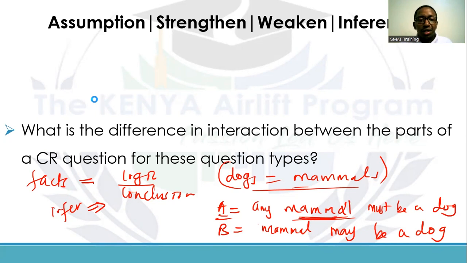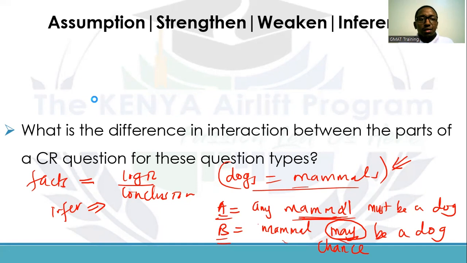Remember, the information that you infer must be true given your set of facts. But if you go to B, it says any mammal you see may be a dog. So there's a chance that mammal is a dog. It's not saying that mammal is definitely a dog, but it may be a dog. Can you infer this from this fact? The answer is yes. You can infer that because there is a chance that any mammal you see is a dog, because we know dogs are mammals. So that's how inference questions work.